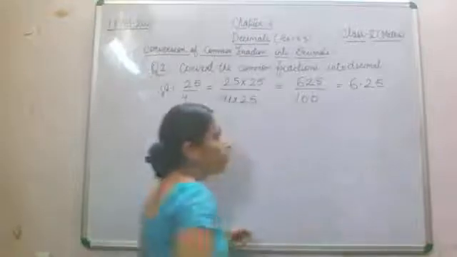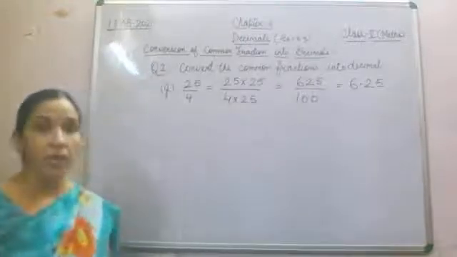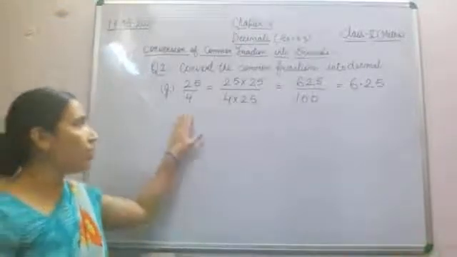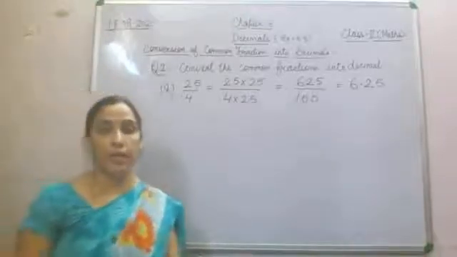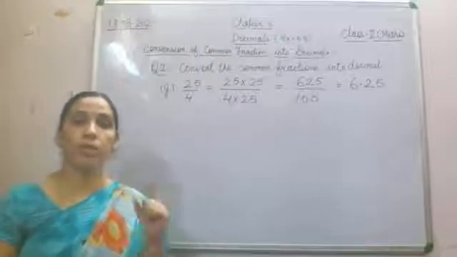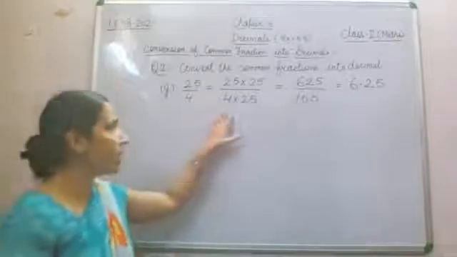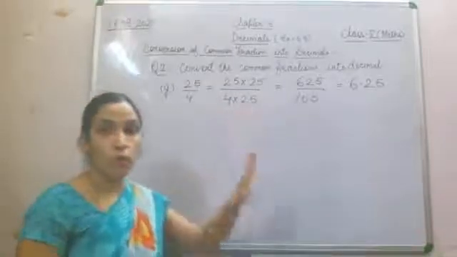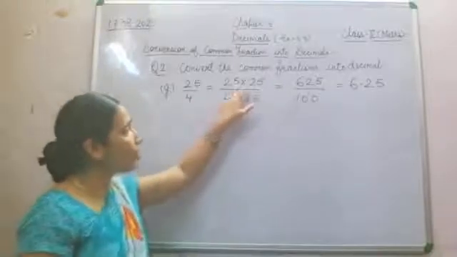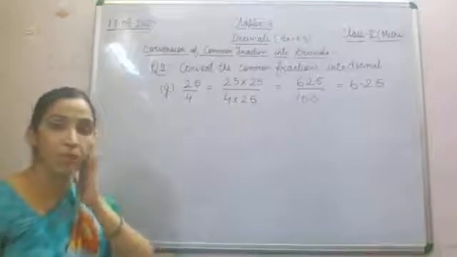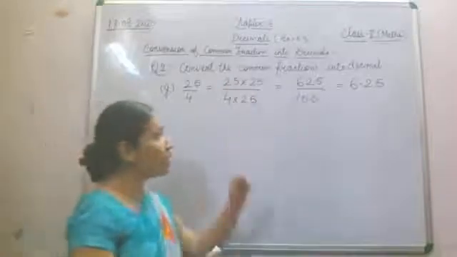6.25 will be your answer. Fine. By looking at this 4, we are able to understand that 4 cannot be converted to 10, but it is possible to convert it to 100 by multiplying it by 25. So 4 will be multiplied by 25, and that 25 is only multiplied in the numerator.